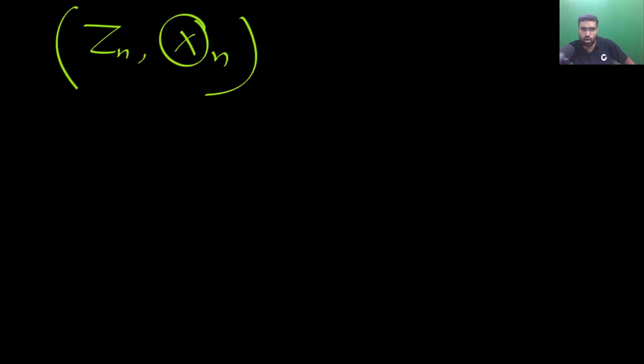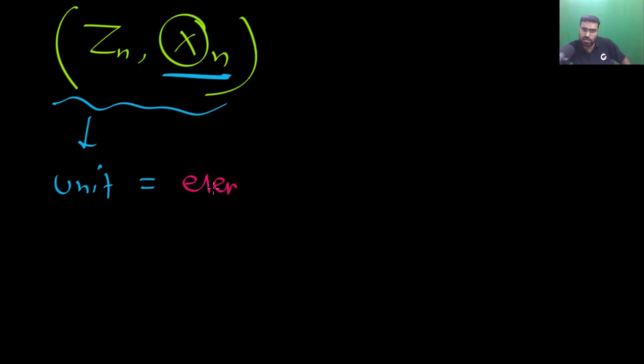So what is a unit? In this Zn, the operation is multiplication modulo n. So in this structure, what is a unit? Unit means an element having an inverse. Inverse means multiplicative inverse, because the operation is multiplication. So I can say an element having a multiplicative inverse.